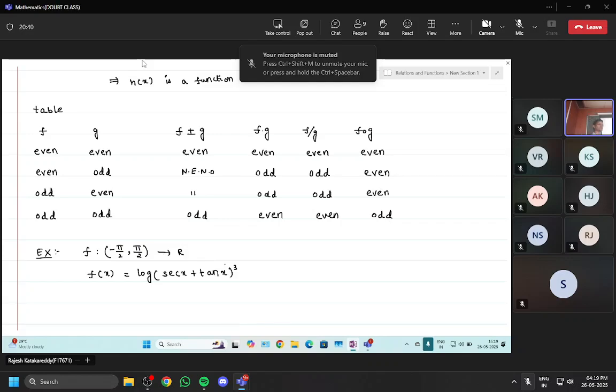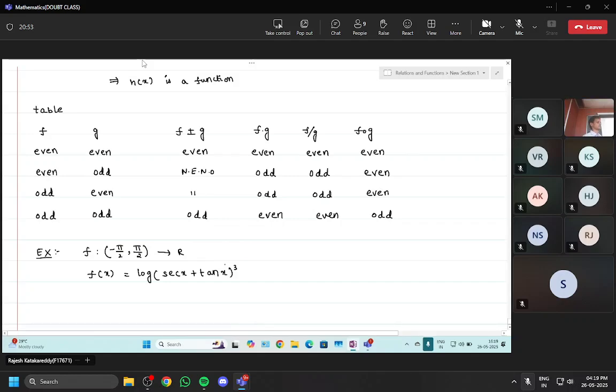This is an odd function. You can prove that using the odd function definition. Log x is neither even nor odd. You can try this one at home, maybe as homework, right?